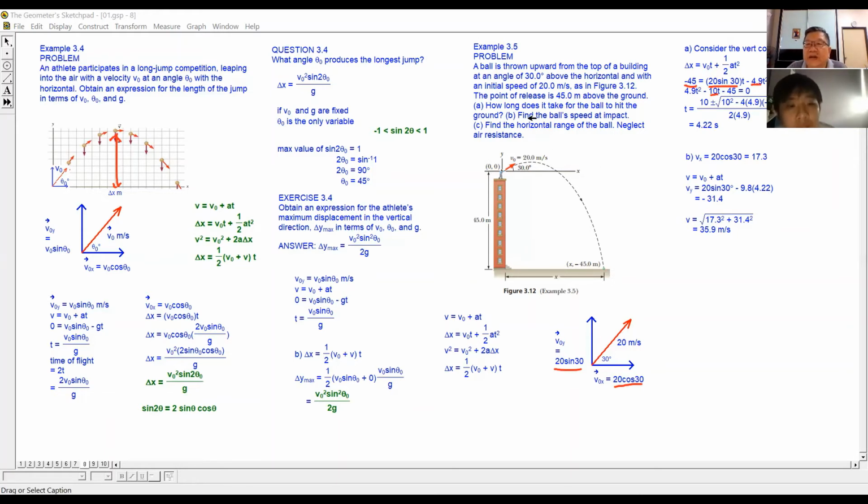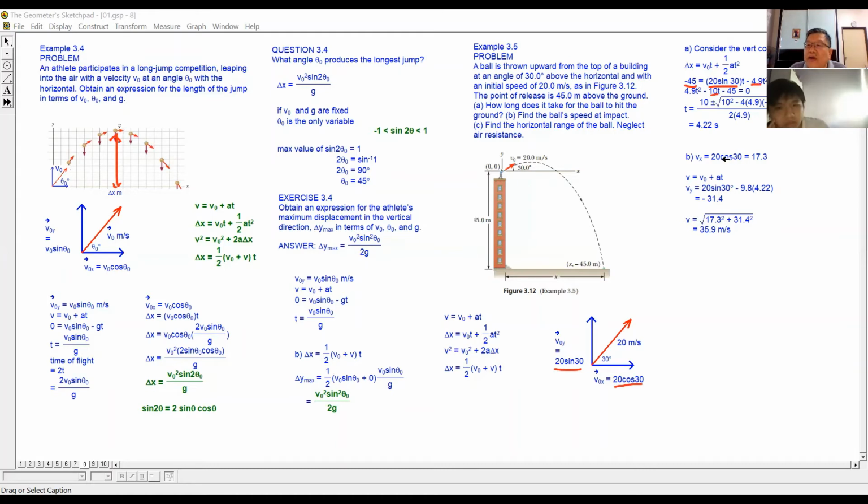Next part, find the ball speed at impact. Now, if you want to find the speed, you have to find two components: the horizontal component and the vertical component. Now, the horizontal component, when you project at 20 meters per second, is not subjected to gravitation. Only the vertical component is subjected to gravitation. So the vertical component will change. The horizontal component will not change.